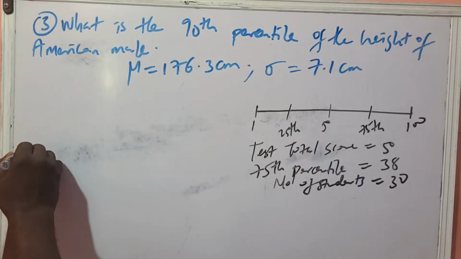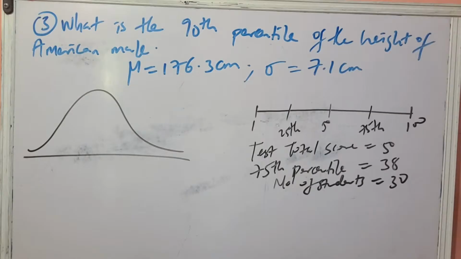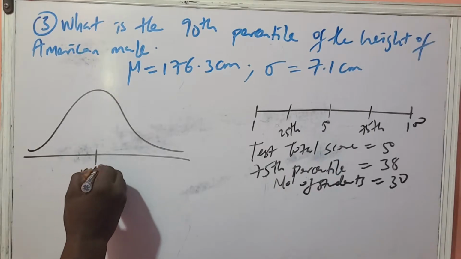So I'm going to draw a diagram to try to explain this, just so you understand the meaning of the 90th percentile. So let's say we have, of course, a normal distribution. Our mean is at the center. You know this already. It's symmetric about the mean.